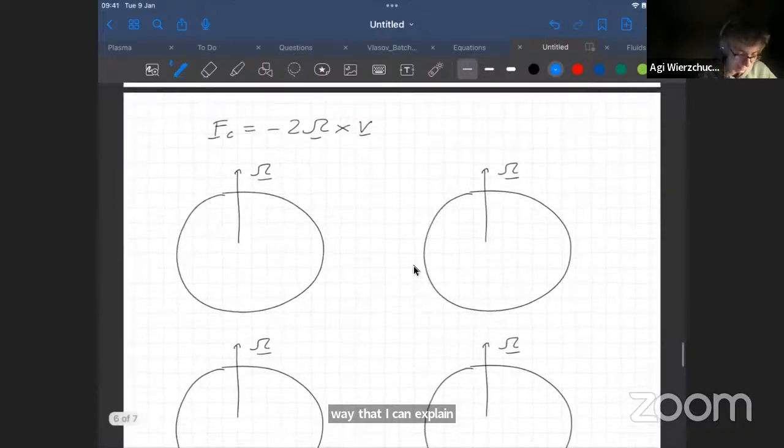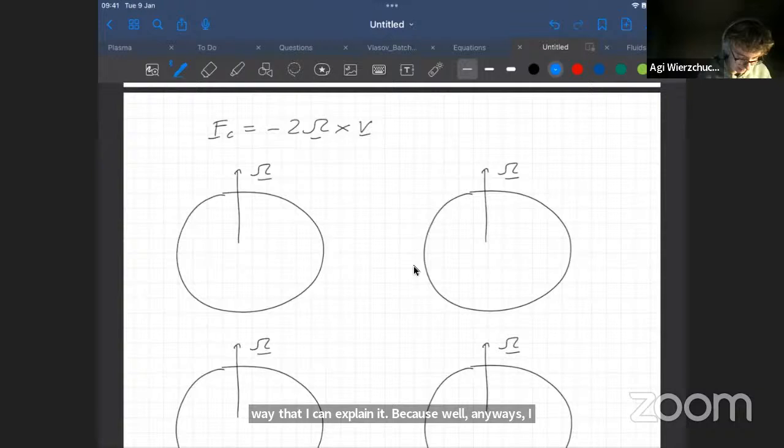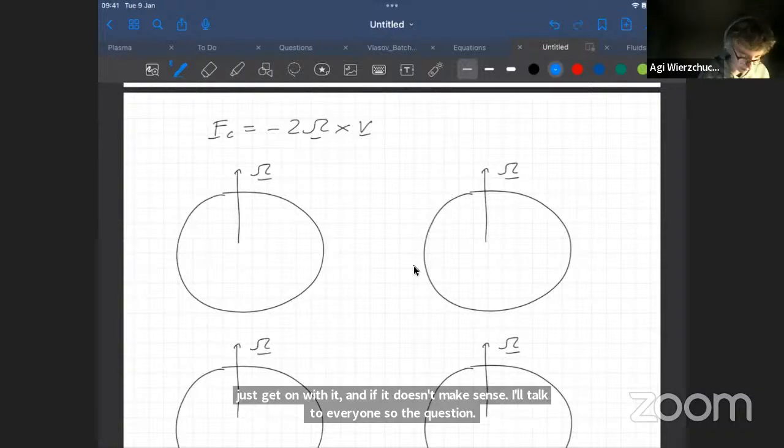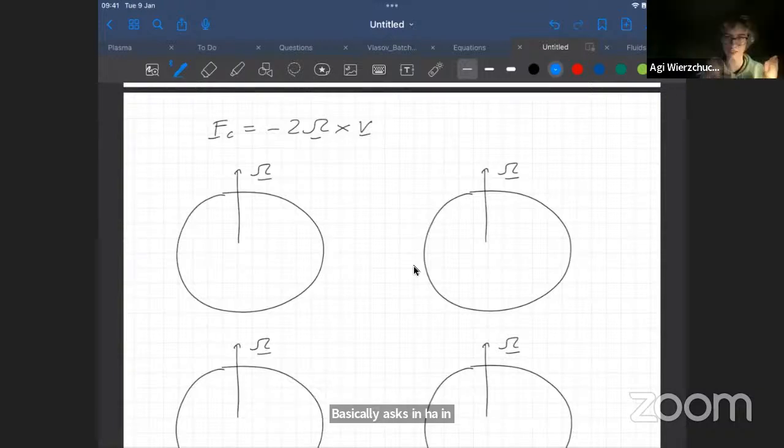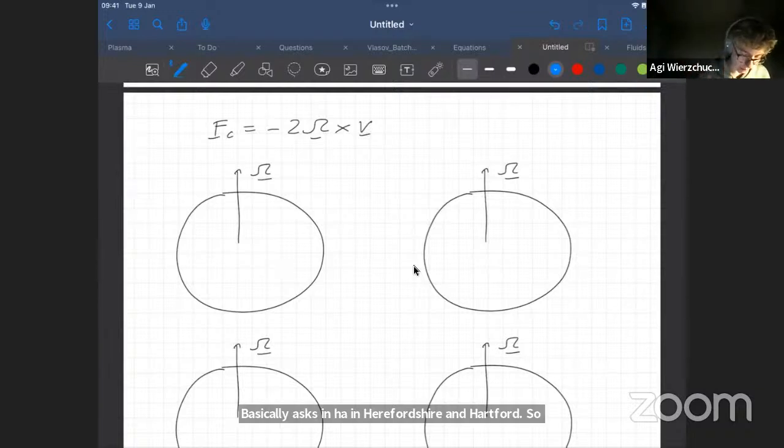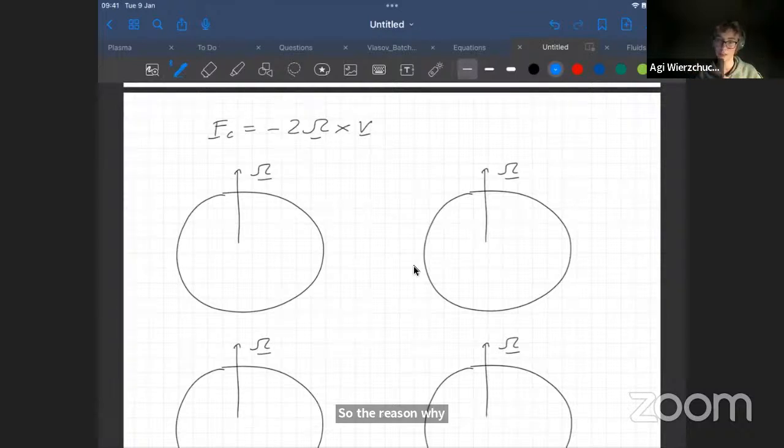So the question basically asks, in Hertford, Hampshire, so just in the UK, I guess, hurricanes hardly happen. However, if they were ever to happen, would they likely rotate clockwise, anti-clockwise, or have no preference? The reason why hurricanes rotate is this force called the centripetal, the Coriolis force, sorry. The reason why hurricanes rotate is this effect called the Coriolis force.